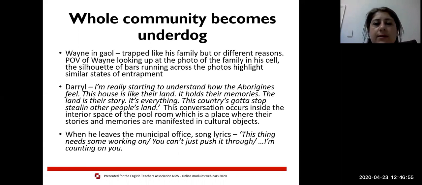Daryl then makes his association with the Aboriginal community. "I'm really starting to understand how the Aborigines feel. This house is like their land. It holds their memories. The land is their story. It's everything. This country's got to stop stealing other people's land."